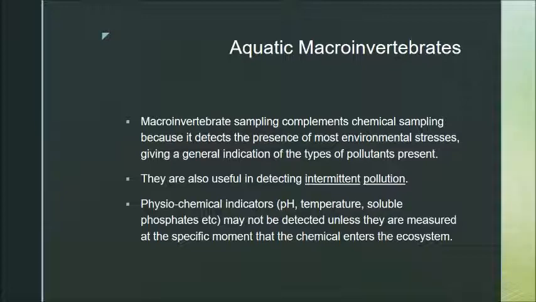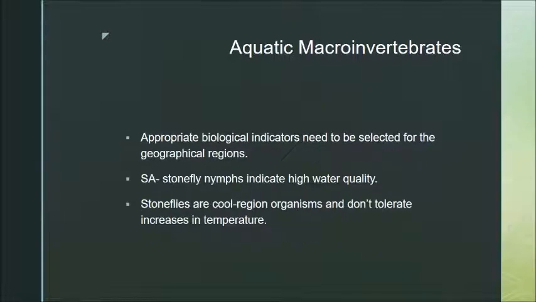So let's say there was a real huge flush of really cold water, and all the macroinvertebrates died apart from the most tolerant ones. Now we can detect that change, even though the water might be back to a normal temperature. Physiochemical indicators, so pH, temperature, soluble phosphates, are all physical and chemical, and they're not detected unless they're measured at the specific moment that they happen, except that we can look now and say, hey, these species should occur here, but they're not. That means there must have been a change that happened over time. Cool.